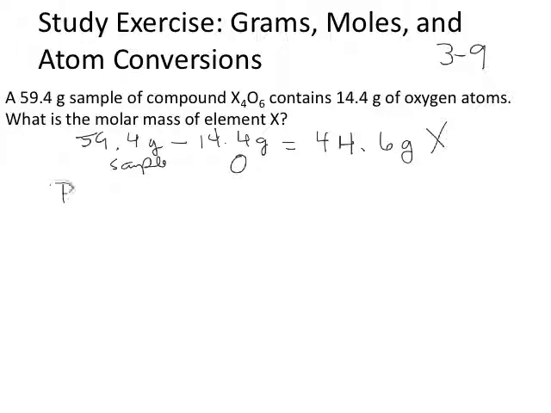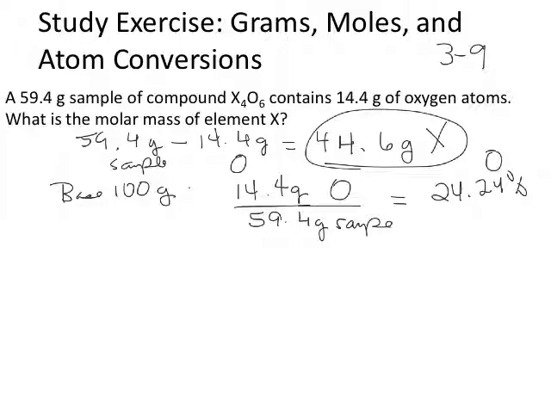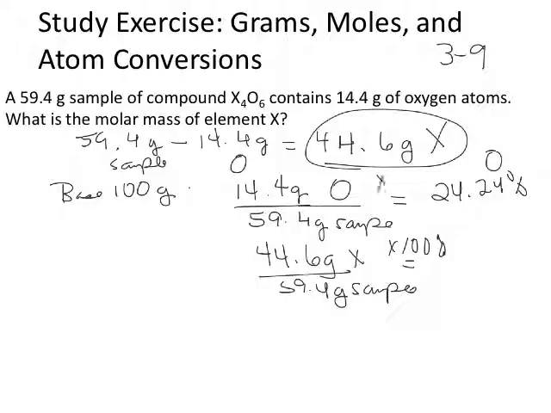Now, we base this on a 100 gram sample. 14.4 grams, the ratio, divided by 59.4 grams of the sample times 100% is 24.24% oxygen. And then the other element here is X. 44.6 grams divided by 59.4 grams of the sample times 100% gives you 74.07%. Sorry about that, that would be X.